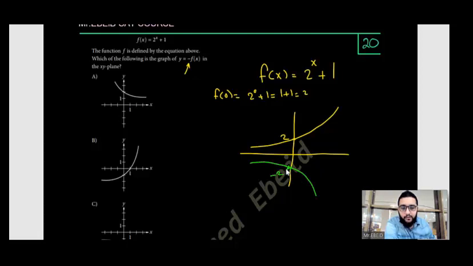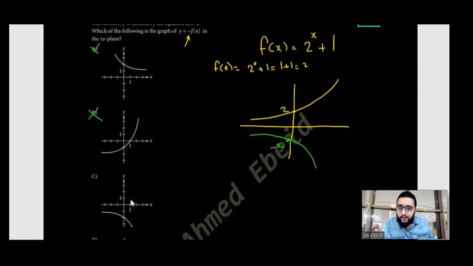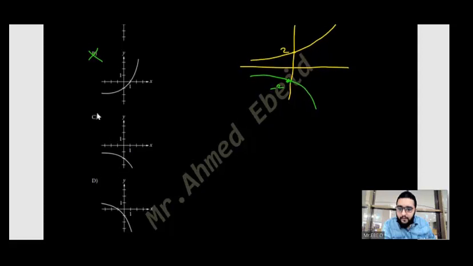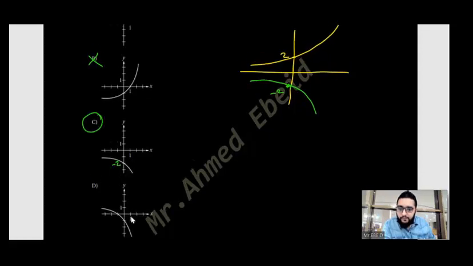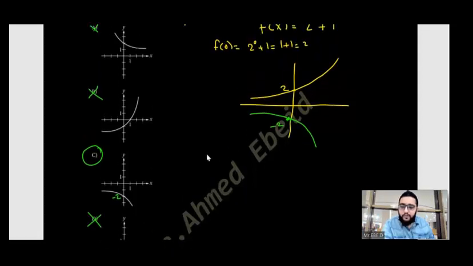So we will search for this answer. B is wrong. I think C is right. This is negative 2, and this is the y-intercept, which equals 1. So that's wrong. So the answer is C.